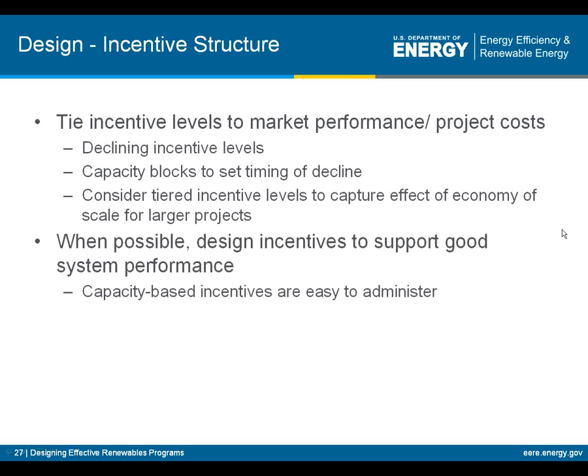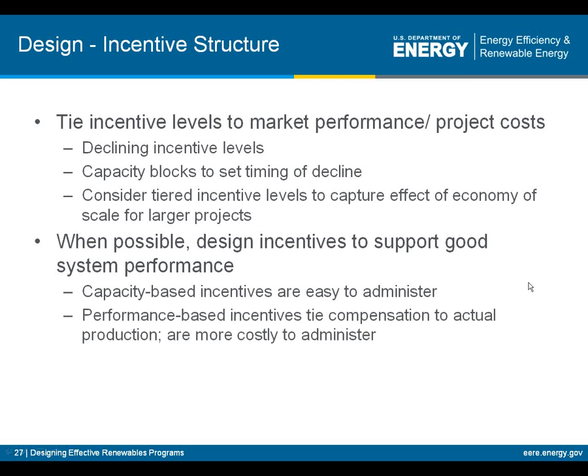When possible, again, these incentives should be designed to support good system performance. The most commonly used incentive design for many technologies is a capacity-based incentive, simply a certain dollar value per capacity: per watt for a PV system, per kBTU per day for a solar hot water system. They're very easy to administer, and they're very predictable for the consumers and installers to know exactly what they might be going to get from your program.